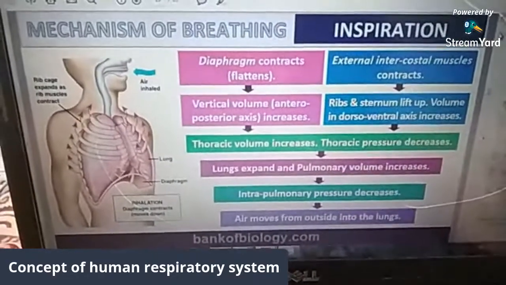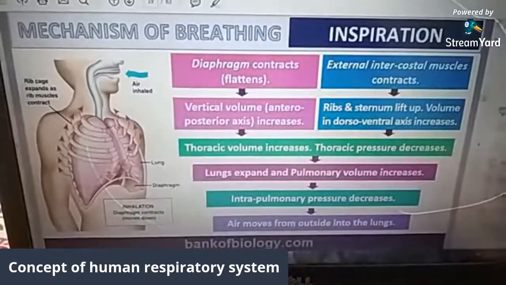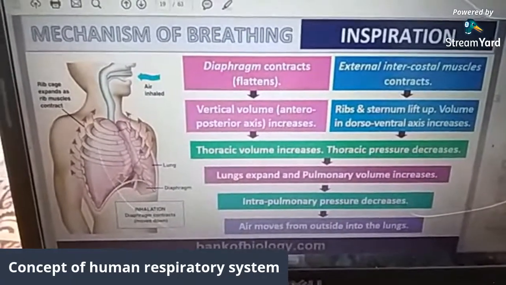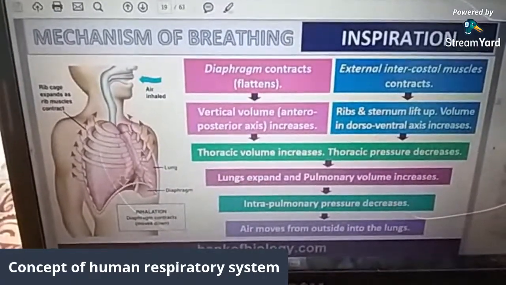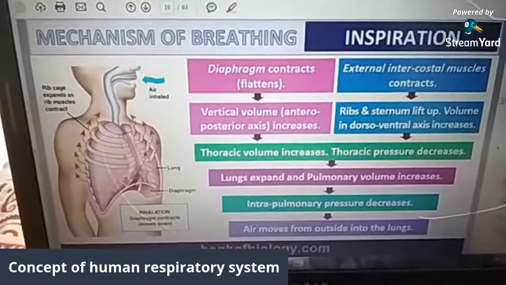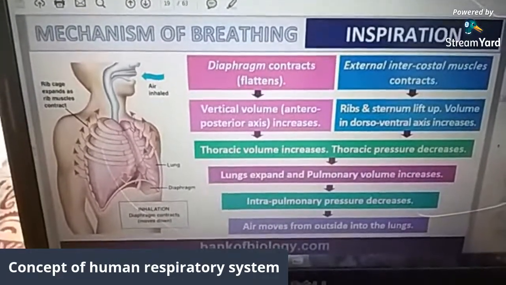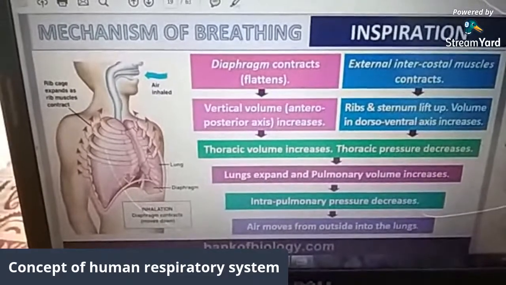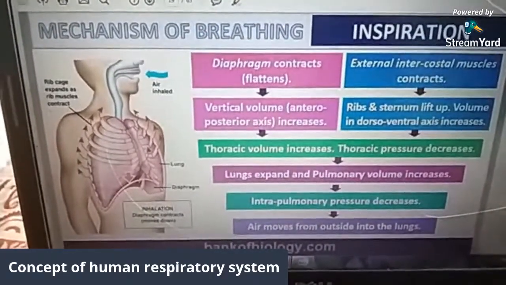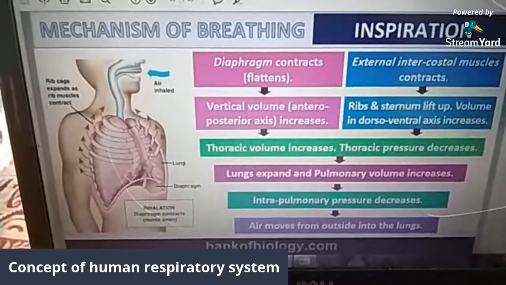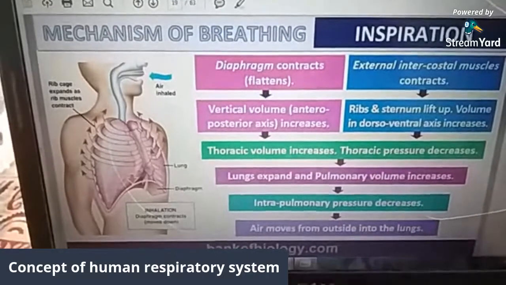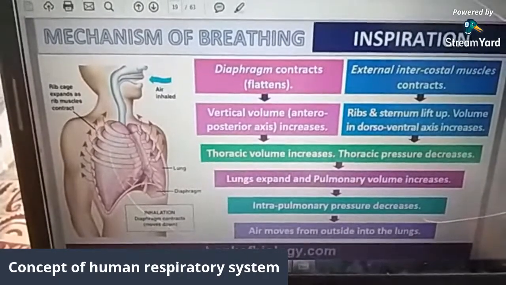Okay, what happened in the case of inspiration? This is also important for your exam. The name of the topic is the mechanism of breathing. This is important for your 3 marks question: how does the breathing process take place in our body?